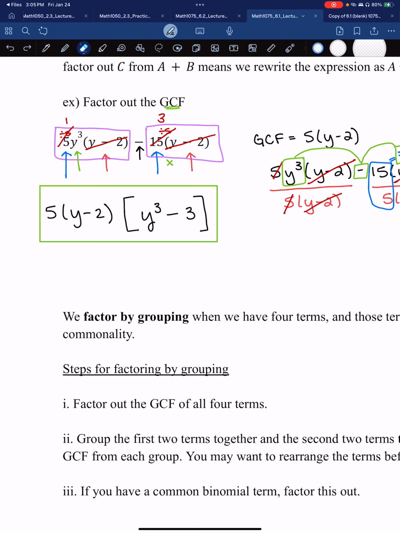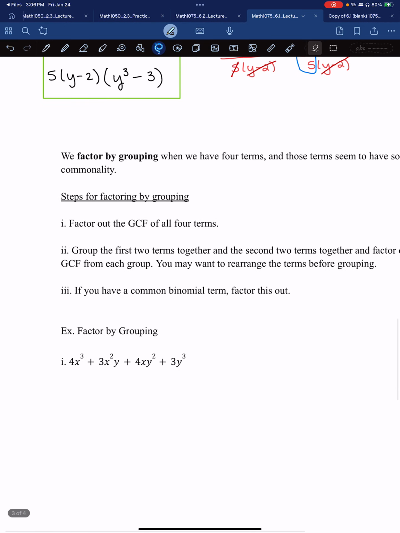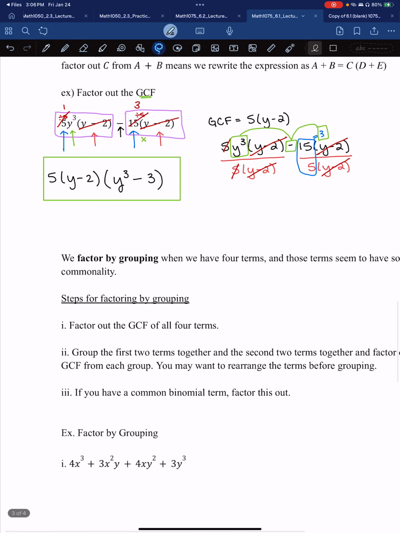And we don't have to use brackets. We could use parentheses. It doesn't matter. They're basically the same. Typically you use brackets with larger problems just because they can hold more. But you could do both.